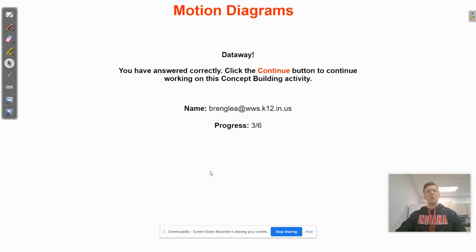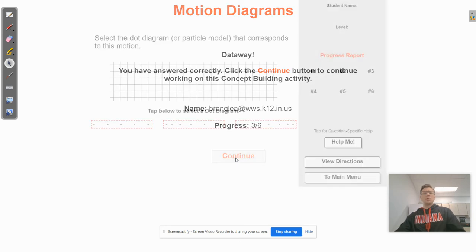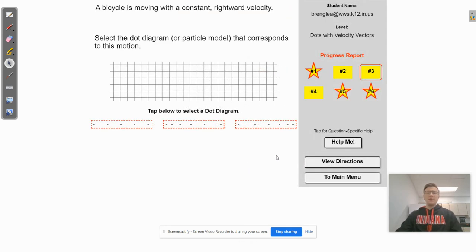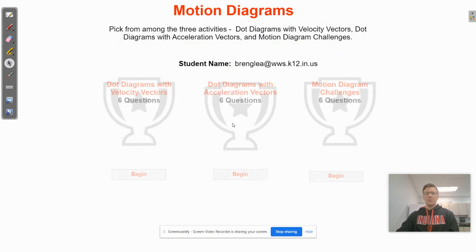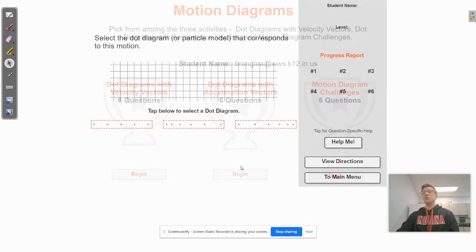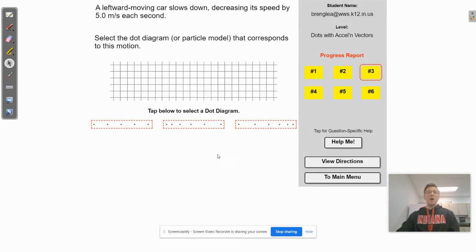Okay. All right. So that's what you're going to be doing with the motion maps and velocity vectors. I'm going to go back to the main menu here. You guys can finish that on your own. And I'm going to go ahead and click on the acceleration vectors. So now we're going to be doing the same thing. We're going to be picking a motion map, but instead of velocity vectors, we're going to add acceleration vectors, which is going to be a little bit different.